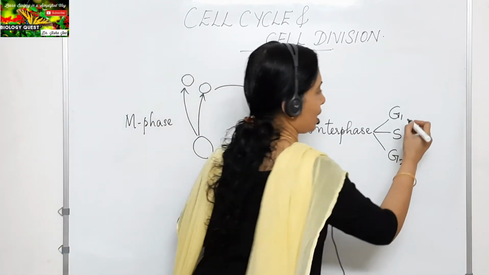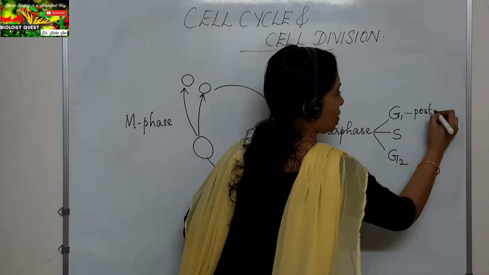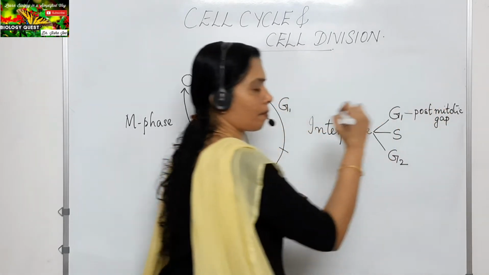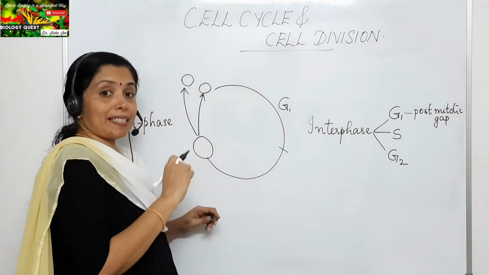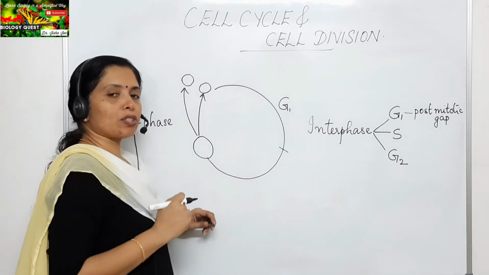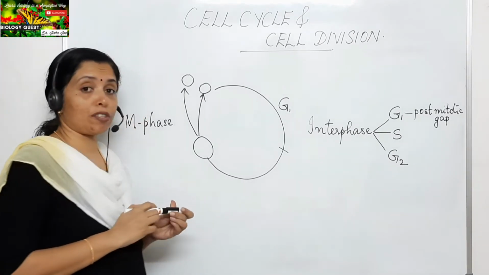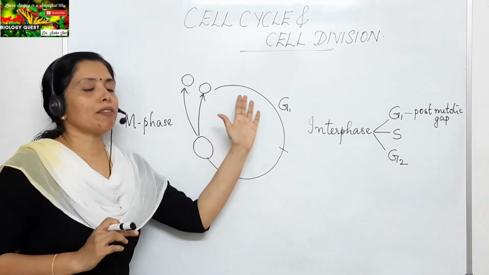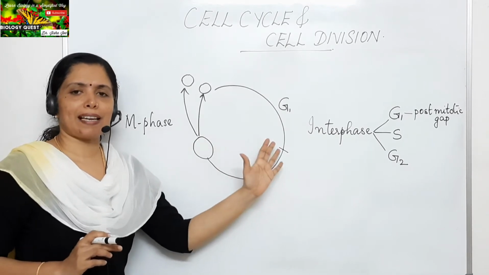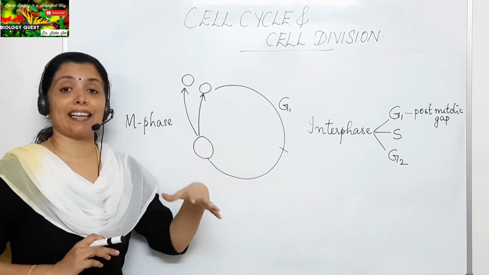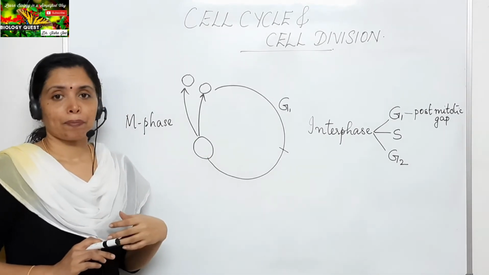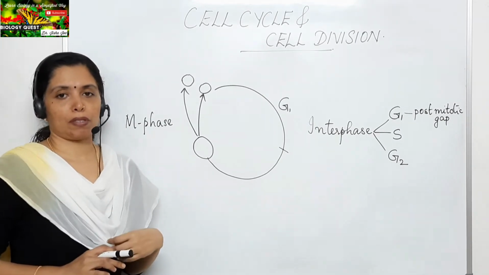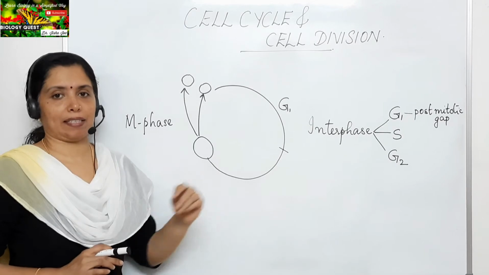Okay, so the G1 phase is also called the post-mitotic gap. That is the first phase, the G1 phase. What actually happens during the G1 phase? I already told you that during the interphase, growth of the cell takes place. So during G1 phase, the actual growth of the cell takes place. The cell increases in size, the cell contents, the cytoplasm, increase. RNA and proteins are formed, more amounts of RNA and proteins. So all these occur during the G1 phase.